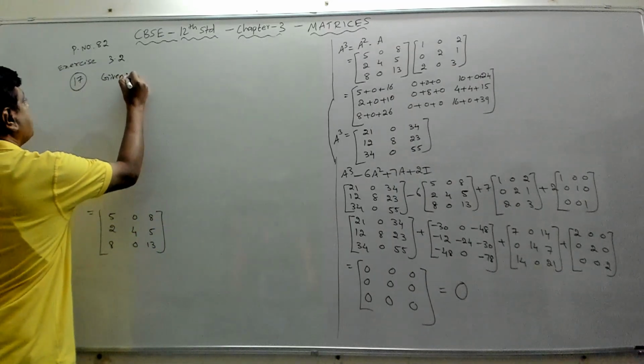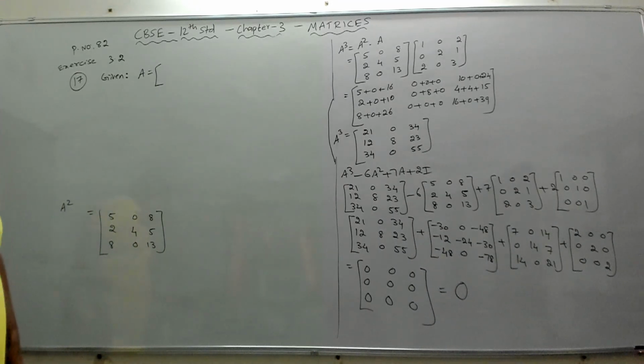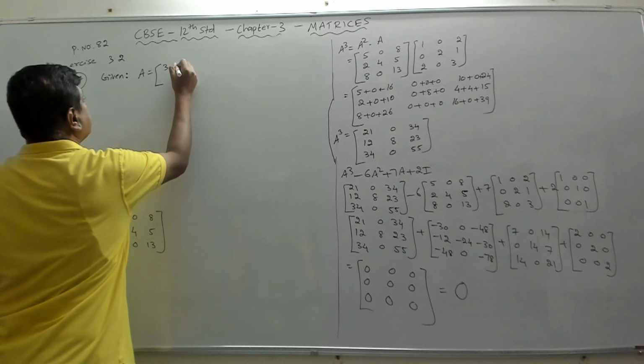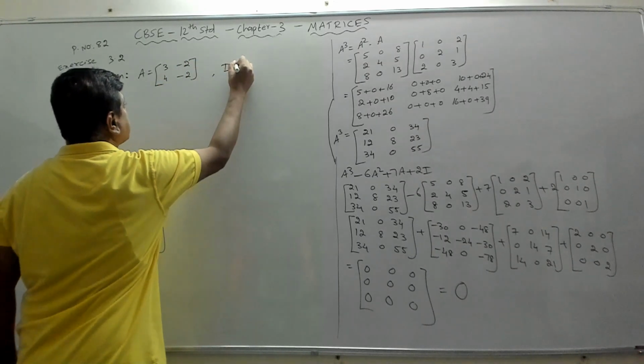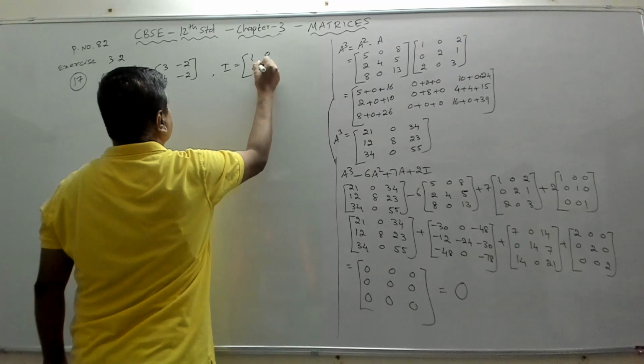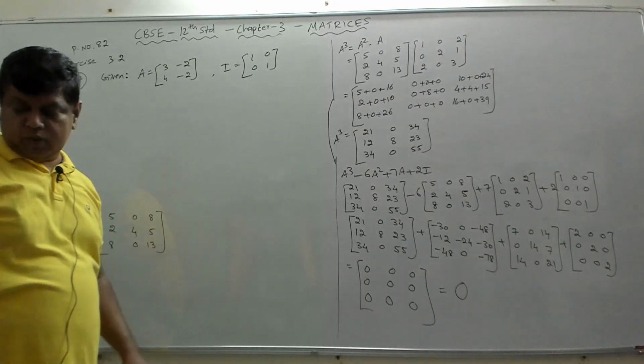So what is our A matrix? A is given as a 2 cross 2 matrix: 3, minus 2, 4, minus 2. That is the A matrix, and I matrix is 1, 0, 0, 1. It's a unit matrix or identity matrix of order 2.